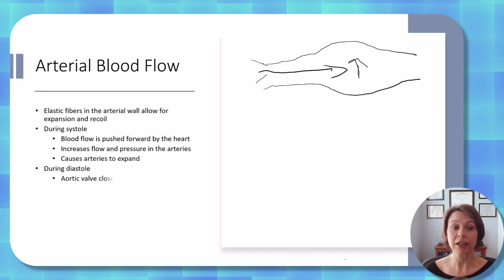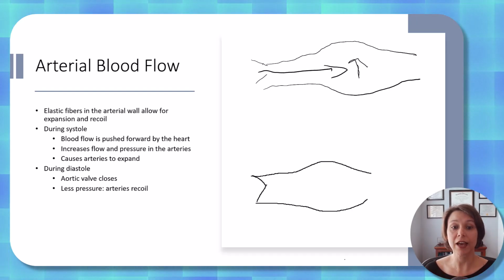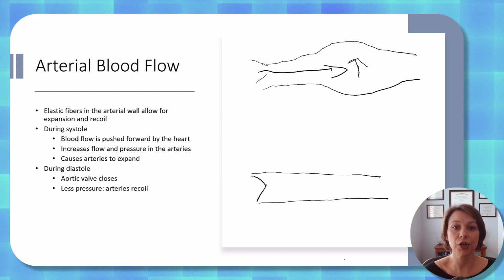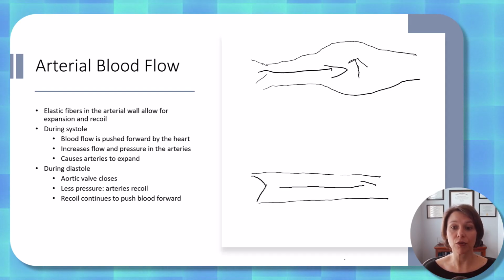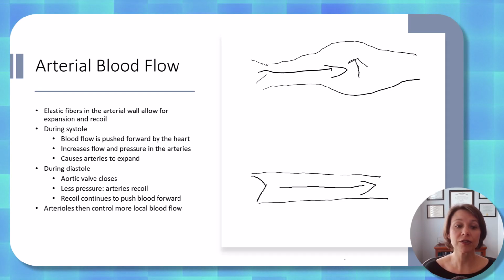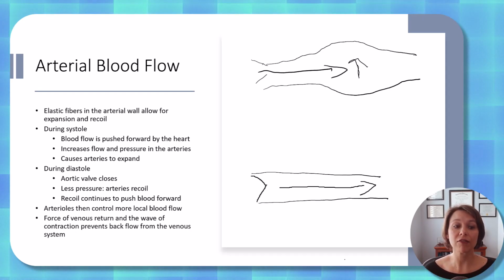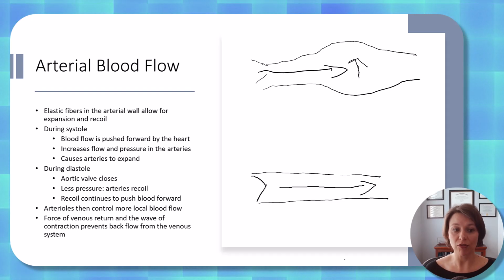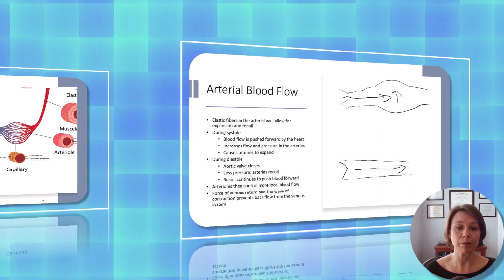During diastole, the aortic valve closes. At this point, there is less pressure in the arteries, and the arteries recoil. That recoil then continues to push blood forward. Arterioles then control more local blood flow. The force of venous return and this wave of contraction prevents backflow from the venous system.